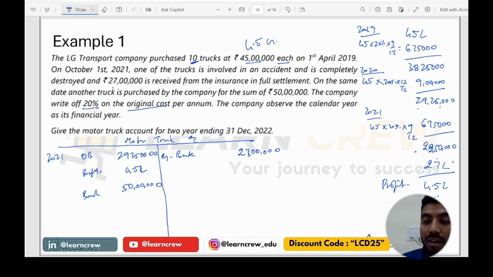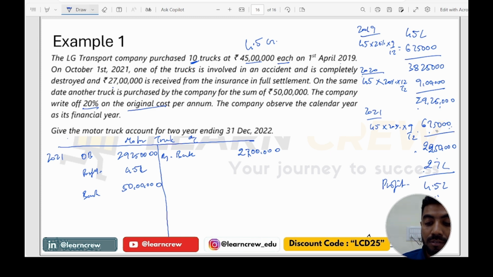We have to provide depreciation in two different cases. One is the depreciation of 6,75,000, which we have provided. This is for 9 months for all the 10 trucks. So this depreciation is to be accounted first. So total depreciation for the unit will be 6,75,000.